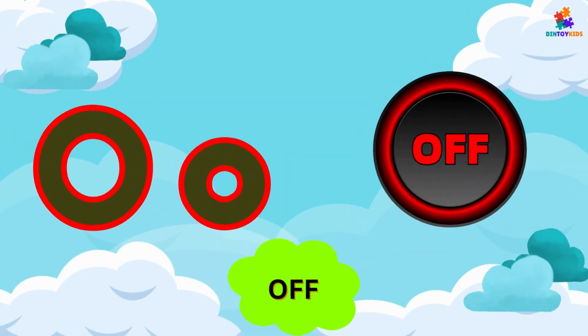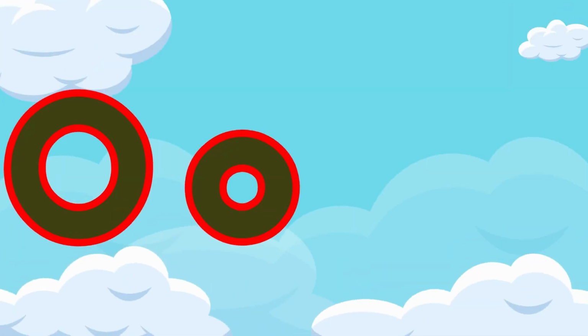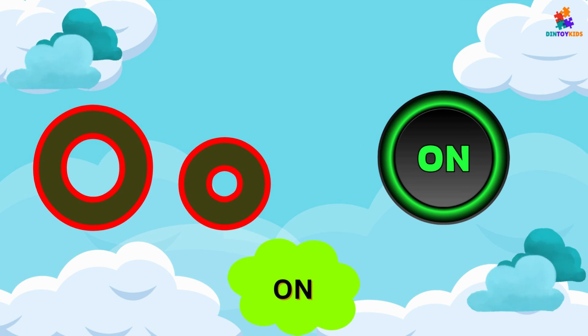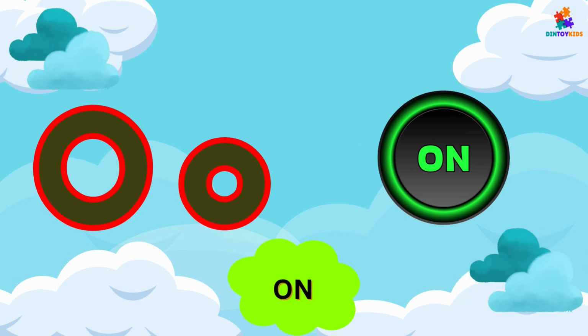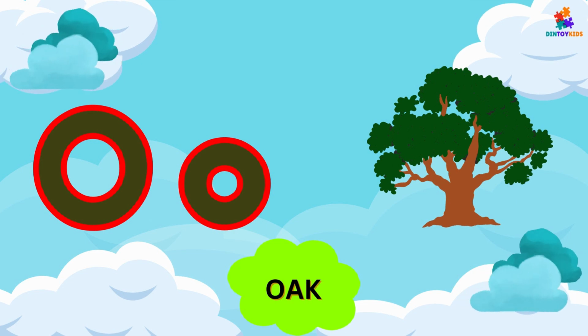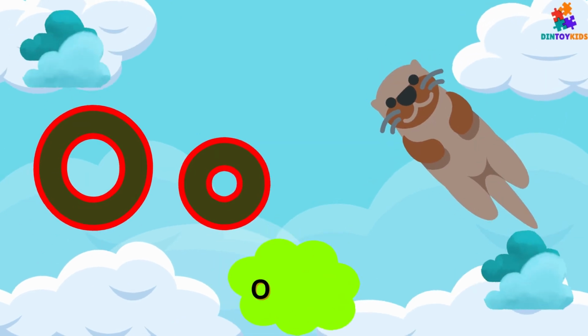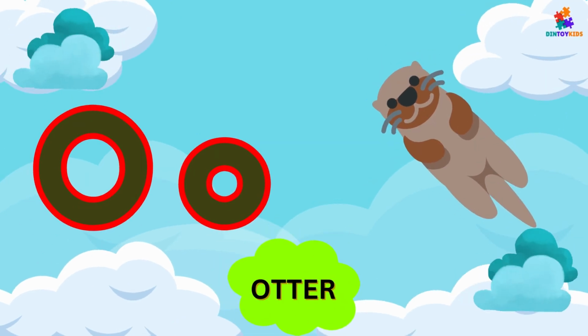O is for off, off. O is for on, on. O is for oak, oak. O is for otter, otter.